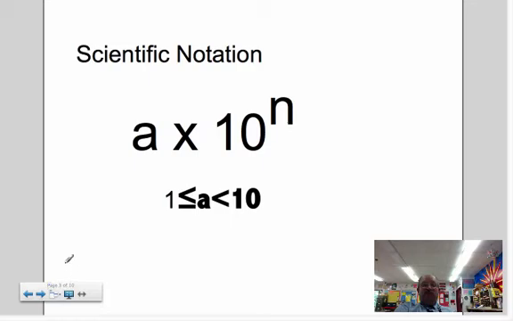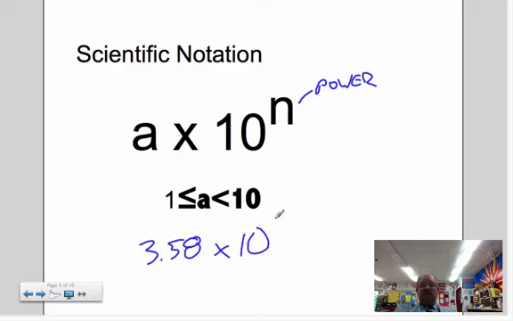So with scientific notation, we rewrite our numbers in this format. We've got some number that's between 1 and 10. It's at least 1, and it's not 10, so it can be 9.99999, but we can't get to 10. And it can be a decimal number, 3.52, 4.68, anything like that. So some number times 10 to some power. This is a power, this is an exponent. An example of scientific notation: 3.58 times 10 to the 8th might be a way to write a number.